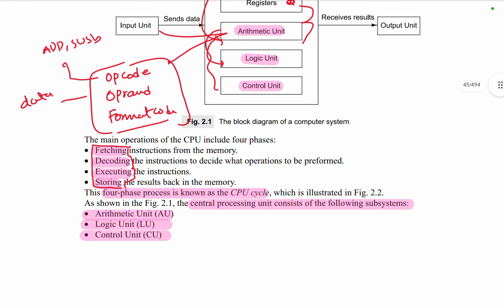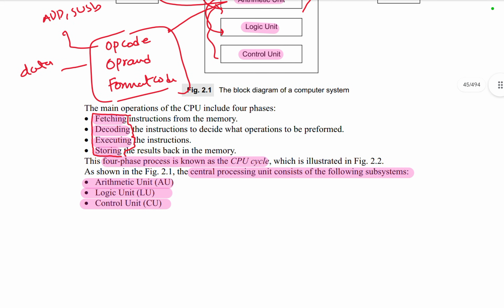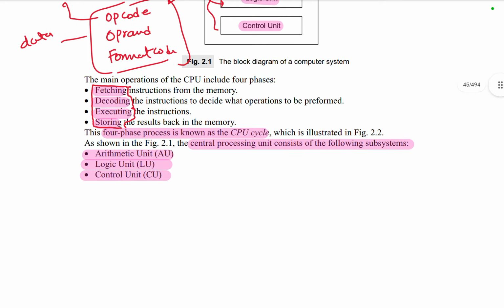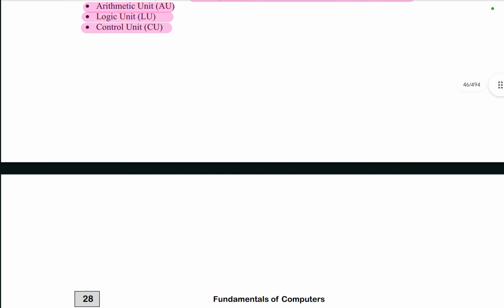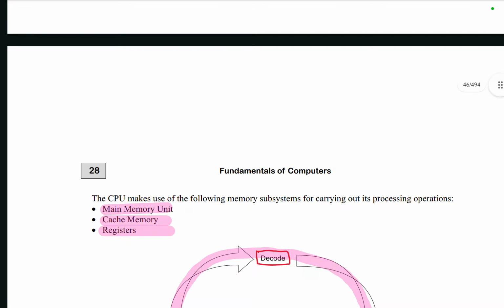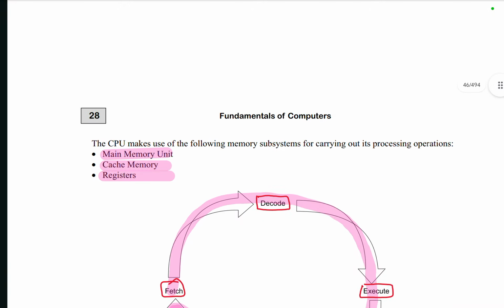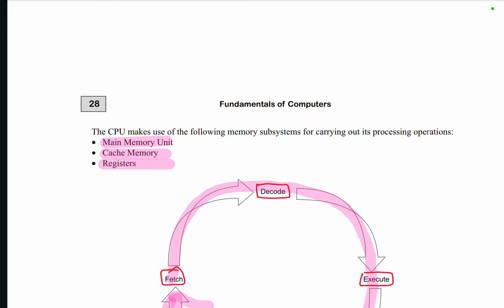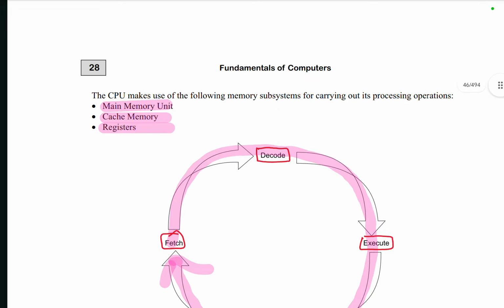The main operations of the CPU include four phases: fetching, decoding, executing, and storing. These four phases are known as the CPU cycle. The central processing unit consists of the following subsystems: arithmetic unit, logic unit, and control unit. The CPU makes use of the following memory subsystems: main memory unit, cache memory, and registers.